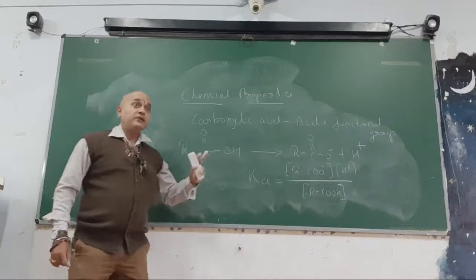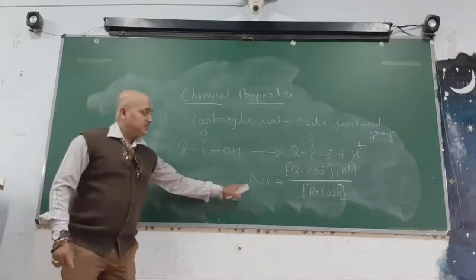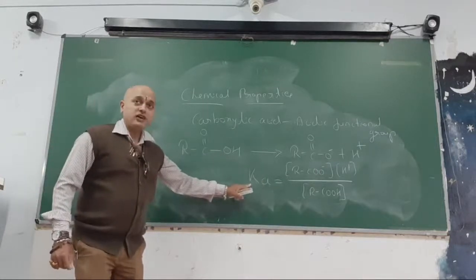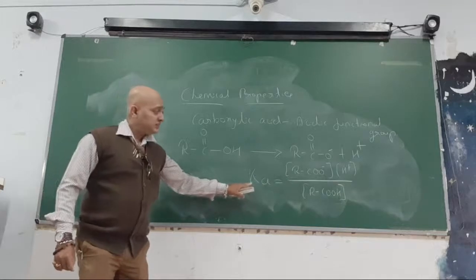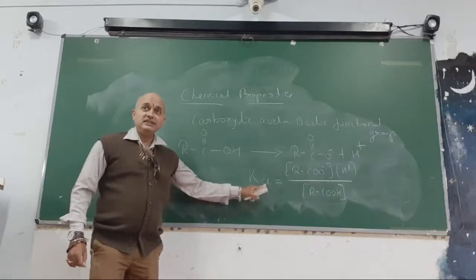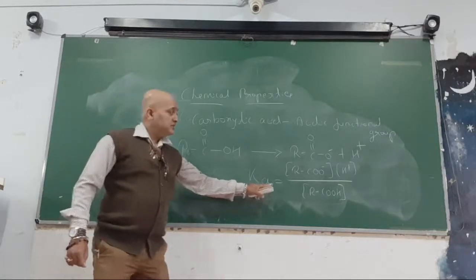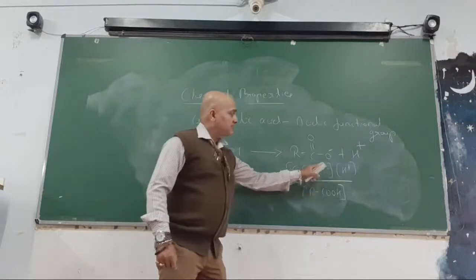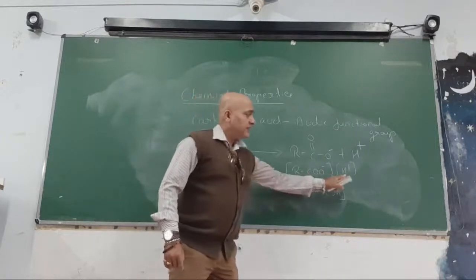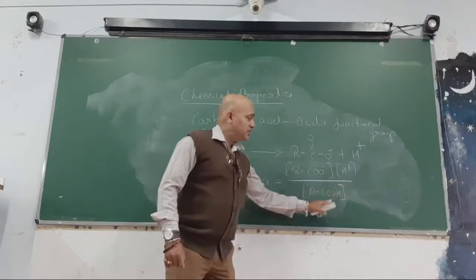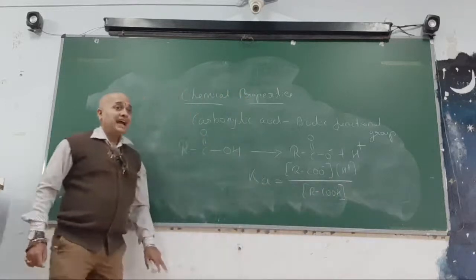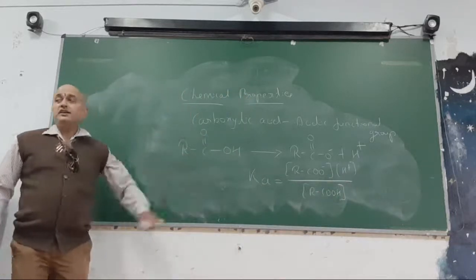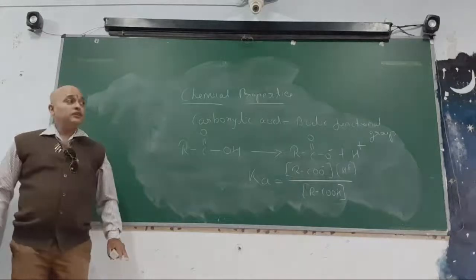Now I'm going back to first PU. So that's why we have the dissociation constant for acid, that is Ka, which is equal to carboxylate concentration times H plus concentration divided by the reactant concentration, that is carboxylic acid concentration.